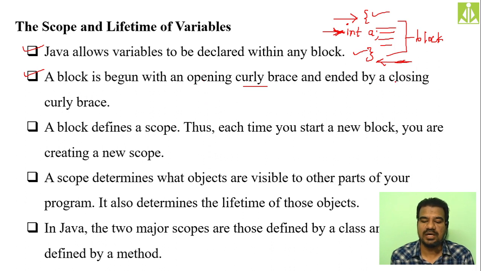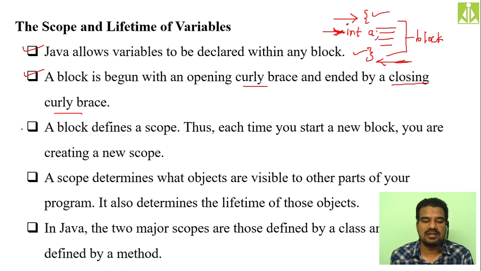So what we are doing in order to create a block, here I have shown already, we are using an opening curly bracket to start a block, and to end a block, we are using a closing curly brace. Opening curly brace and closing curly brace. These two things are used to create a block.